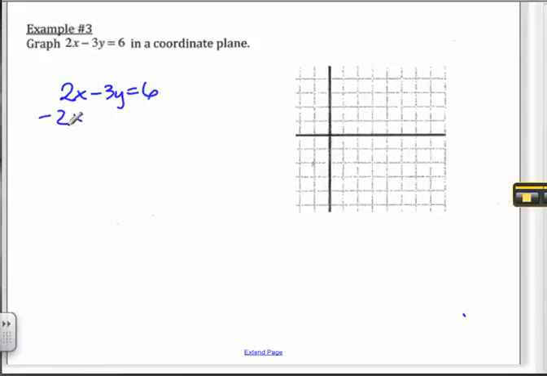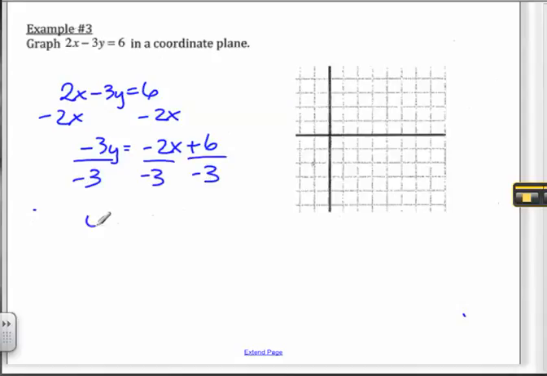So I'm going to subtract 2x from both sides. I'm getting the y by itself. So I've got minus 3y is equal to negative 2x plus 6. I always write my x in front of the constant term. Then I'm going to divide both sides by negative 3, everything that is. And I'm going to get y is equal to positive 2/3 x minus 2.